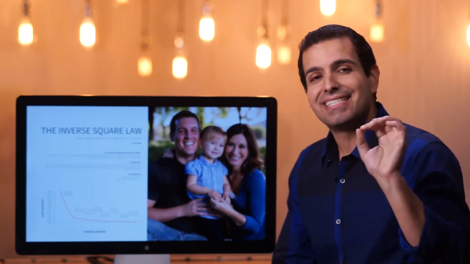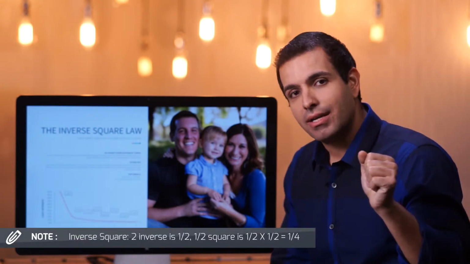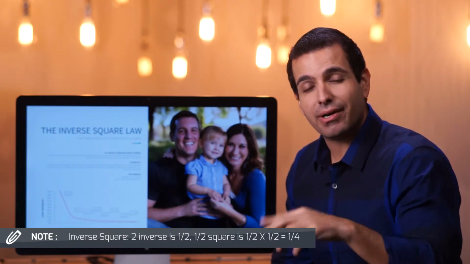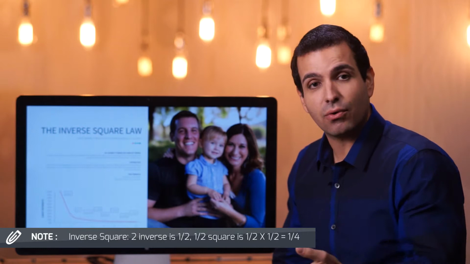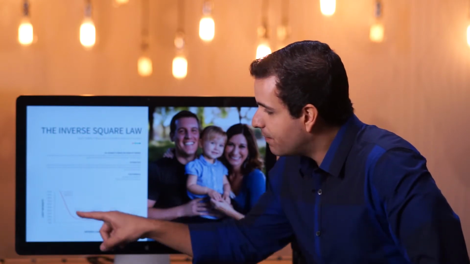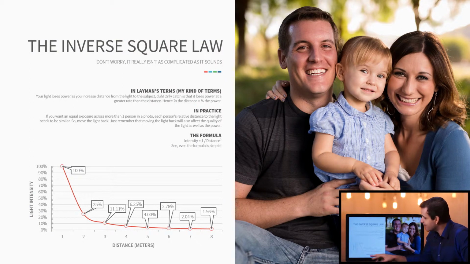No, it's the inverse square. So I take 1 over 2, and 2 squared is actually 4. So 1 over 4, that is the amount of light I'm left at 2 feet. So from 1 foot to 2 feet, when I double the distance, and this doesn't matter if it's feet or meters, whenever you double the distance, you actually drop much further. So from 100%, I drop to 25% power.